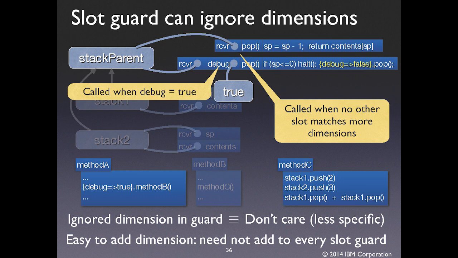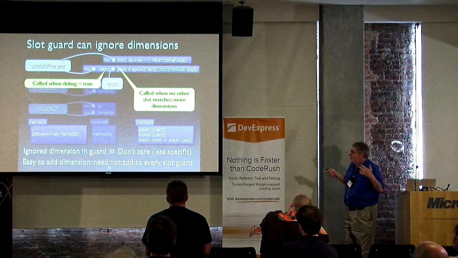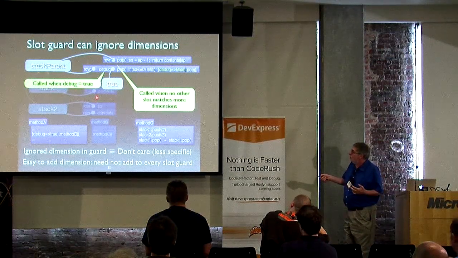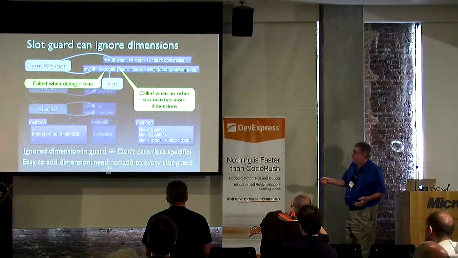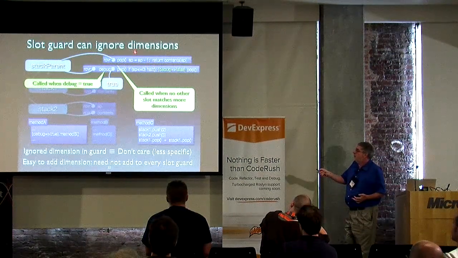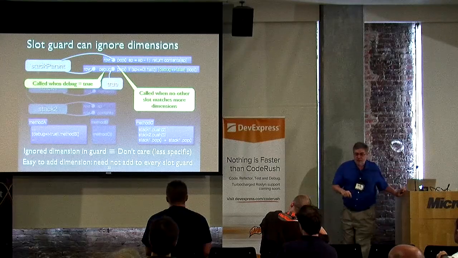Now, on this slide, the point is that a slot doesn't have to pay attention to dimensions it doesn't care about. So when we added that whole debug stuff, we didn't have to change this top one. The example still works, because when we call with debug equal to true, this slot's a better match than that slot. And then once debug is falsified, that top slot's the best match on the page.